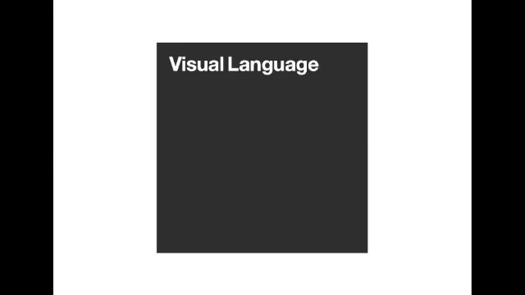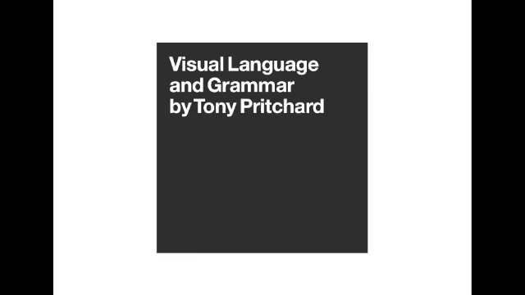This tutorial is about visual language and grammar. Language is a method of human communication. I'm using the spoken word to communicate with you, for example. Visual communication is also reliant on a language, a visual language. Components of visual language are things like shapes and colour. Visual grammar is the system that governs visual language.